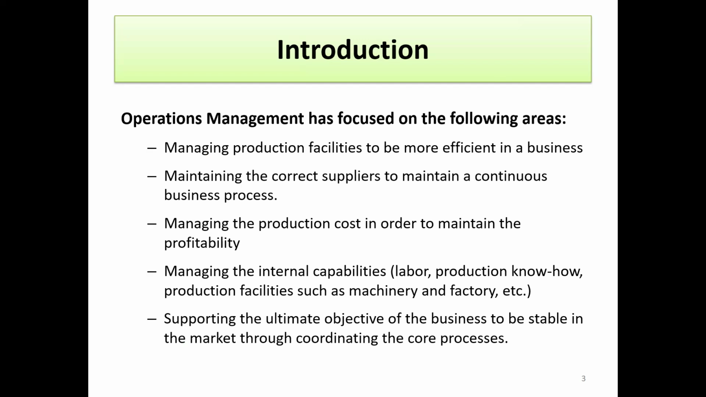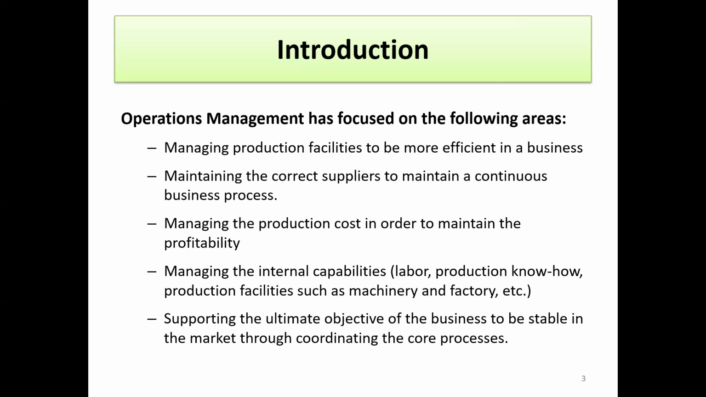Now we'll see. And managing the internal capabilities, including resources like labor, production know-how, production facilities such as machinery and the factory, so and so. And finally, supporting the ultimate objective of the business to be stable in the market through coordinating the core processes.